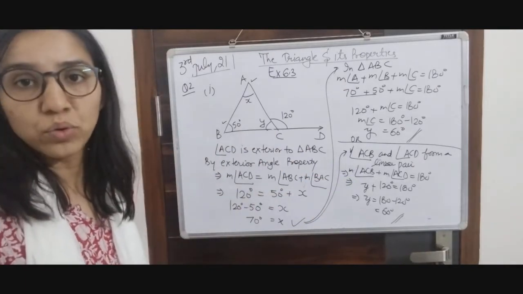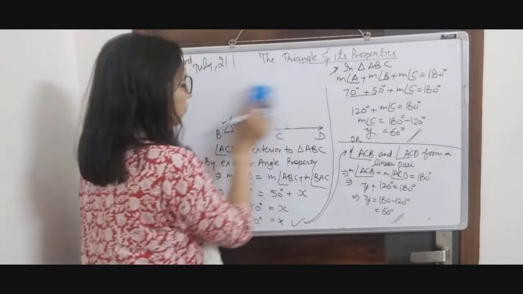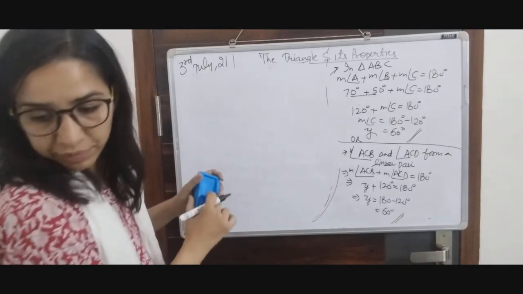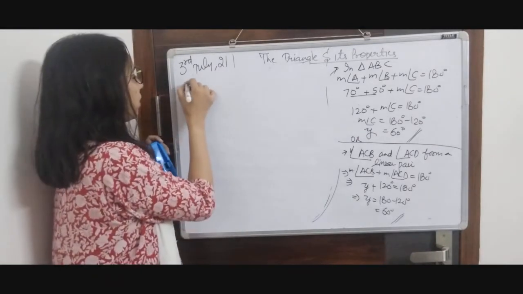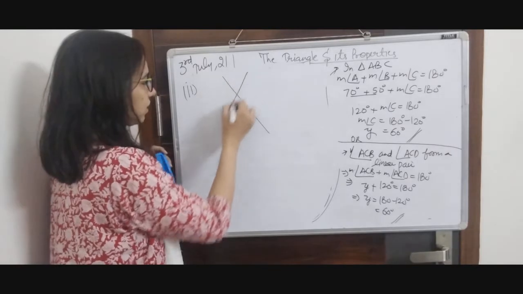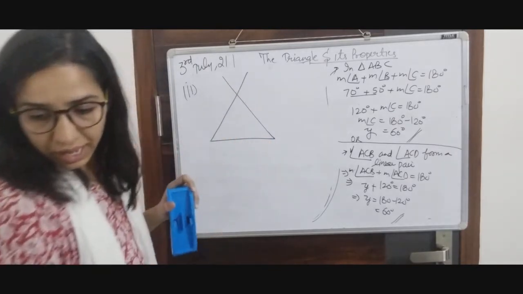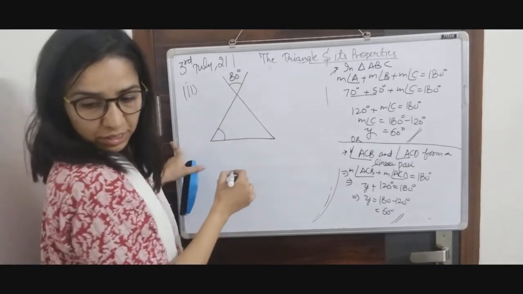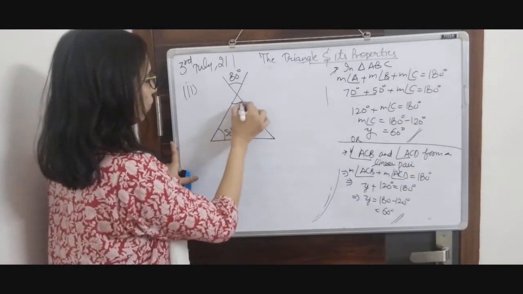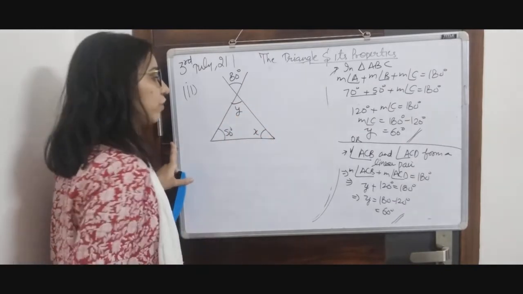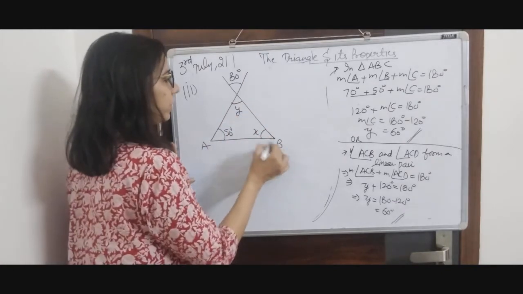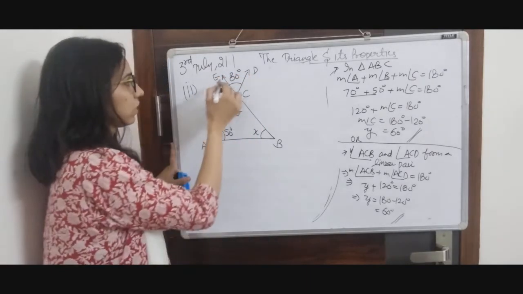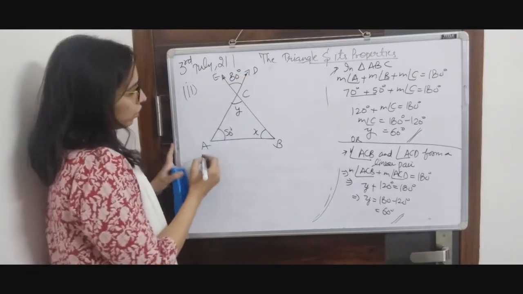Next we have part 2. Which is a triangle like this. Okay, and this angle is 80, this angle is 50, this is Y and this is X. Again we are going to name the triangle A, B, C, D and E. Okay, the points.